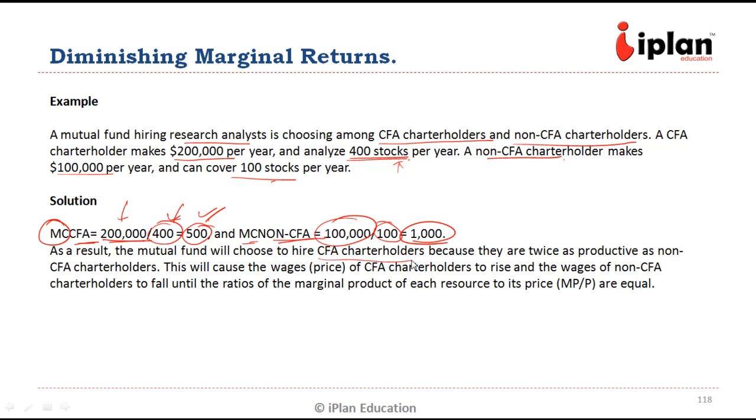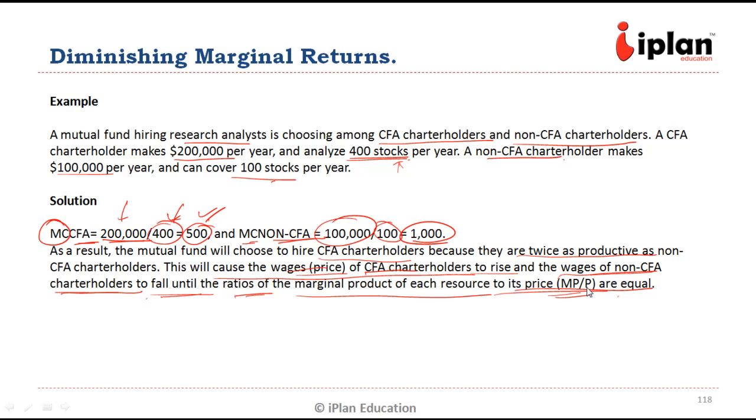What is the impact of this? They will be twice as productive, so they will be hired. It will cause wages to rise because there will be more demand for CFA charter holders because of their higher productivity. Their wages will rise and the wages of non-CFA charter holders will fall because of their low productivity, and they will reach a point where the ratio of marginal product of each resource to its price becomes equal. So this ratio becomes equal for both of them. One price will come down, one price will go up, so they will converge to a point.